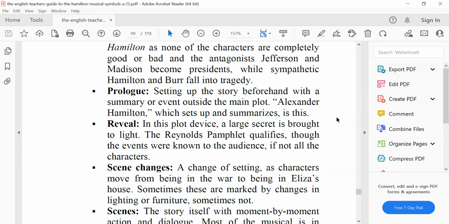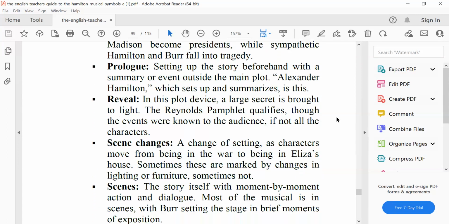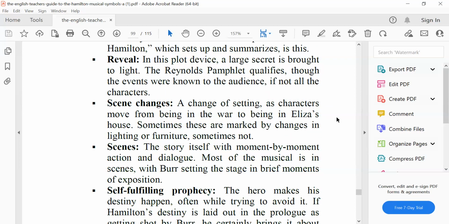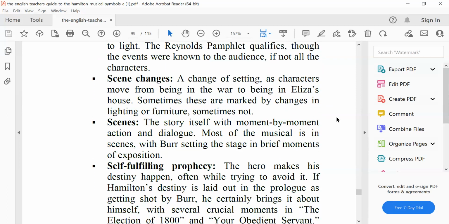We could have a prologue setting up beforehand what happens, summarizing what's going to come. A very famous prologue is in Romeo and Juliet that completely spoils the whole play. Reveal, when a large secret comes out, like the Reynolds pamphlet.